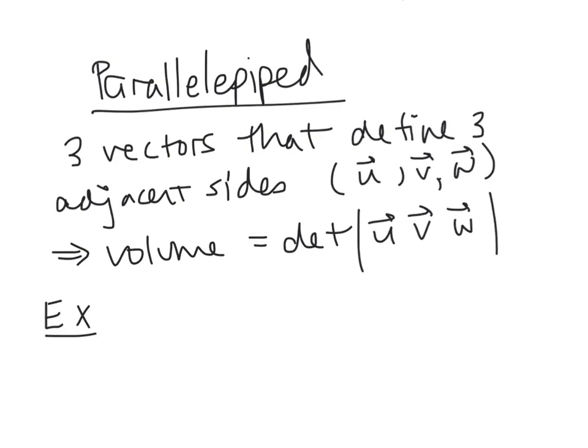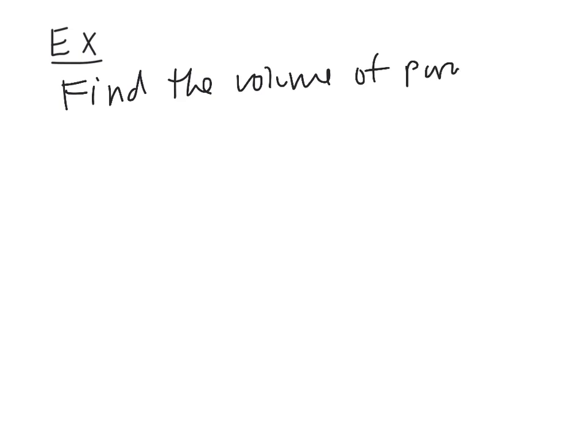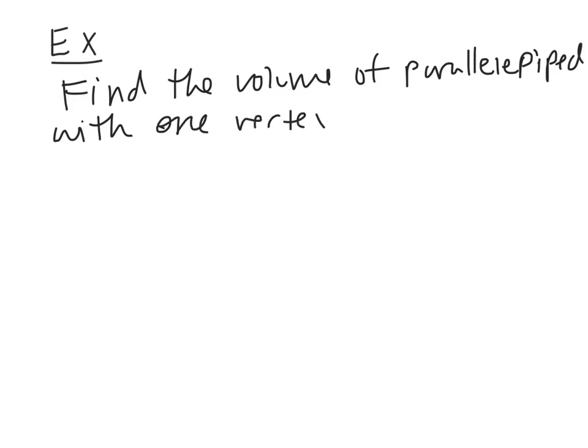So we're going to do an example, and you're going to see how it works. We're going to find the volume of the parallelepiped, which is a real word, by the way, with one vertex at the origin and 3 adjacent vertices at the following 3 points.